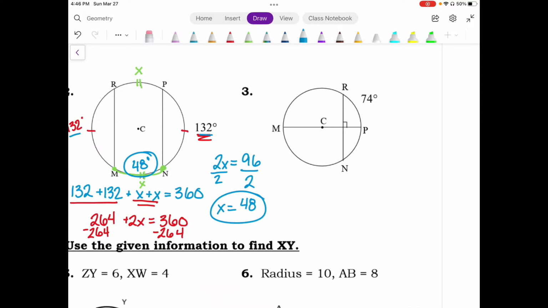Number 3. So number 3 is kind of a weirder one. I have a diameter right here. I need to find MN, so that's going to be this arc right here.